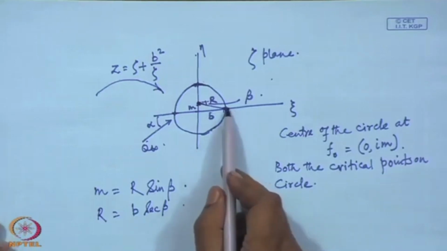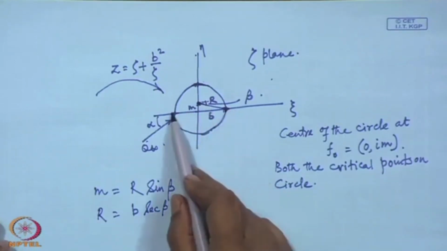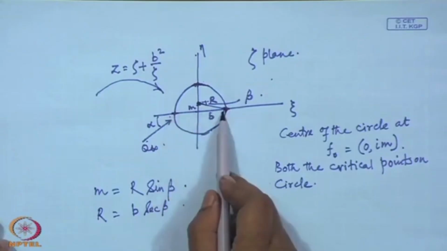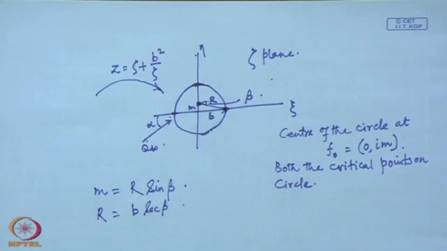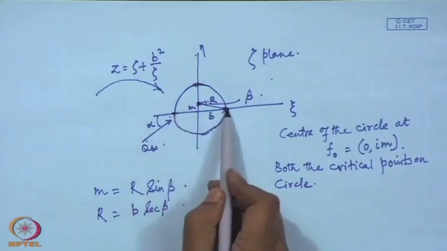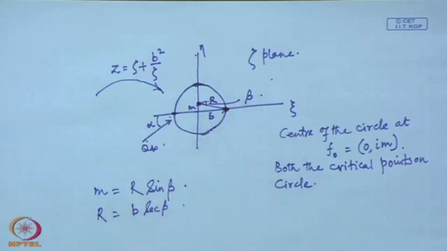One thing is clear, that since both the critical points are lying on the surface of the circle, after transformation both will become sharp corners. This point as well as this point will become sharp corners, or the resulting geometry will have two sharp corners. Now, let us see what this transformed geometry is. What is the transformed geometry?